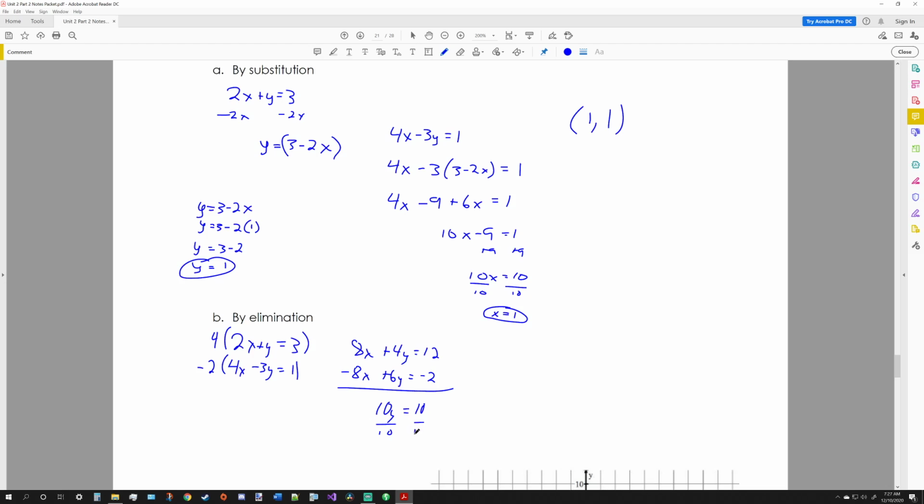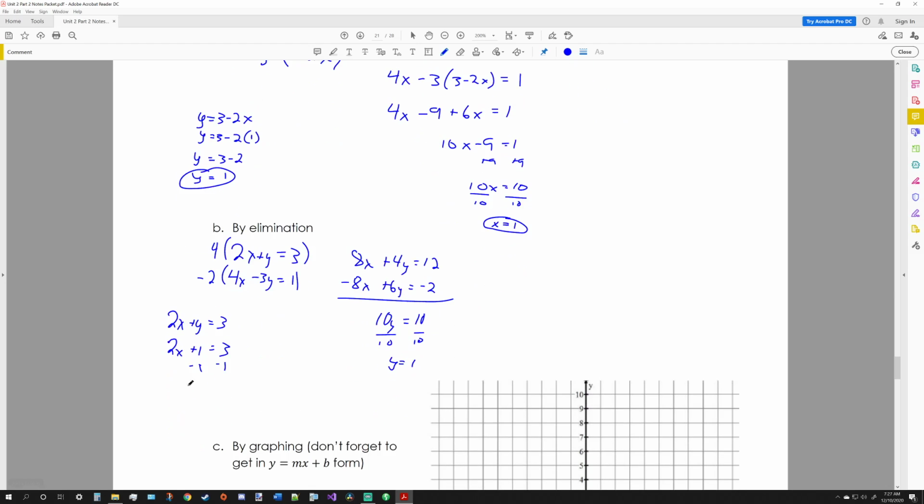And so y equals 1. Plugging that in, we see that x is equal to 1. So we get the same solution point, which is good because it's the same set of equations. It's just the different methods.